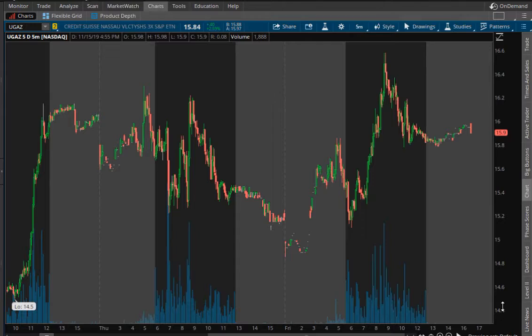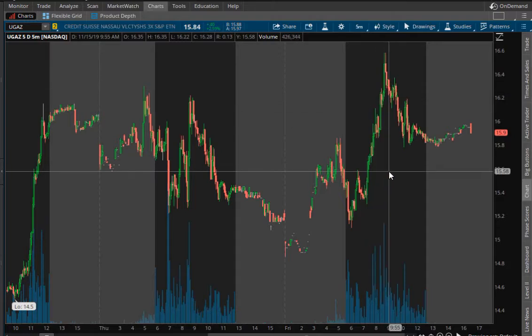Bollinger Bands are a volatility indicator, and we like to use a lot of different indicators to help us make better trading decisions. And as you can see right now, I am in my Thinkorswim program, and I have removed all my studies from my chart.